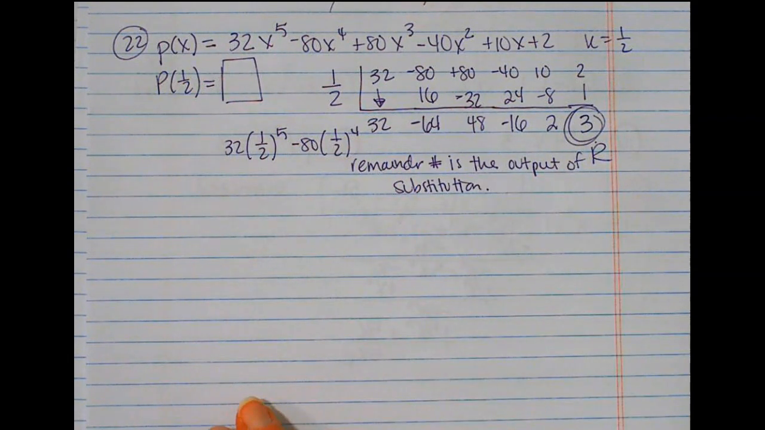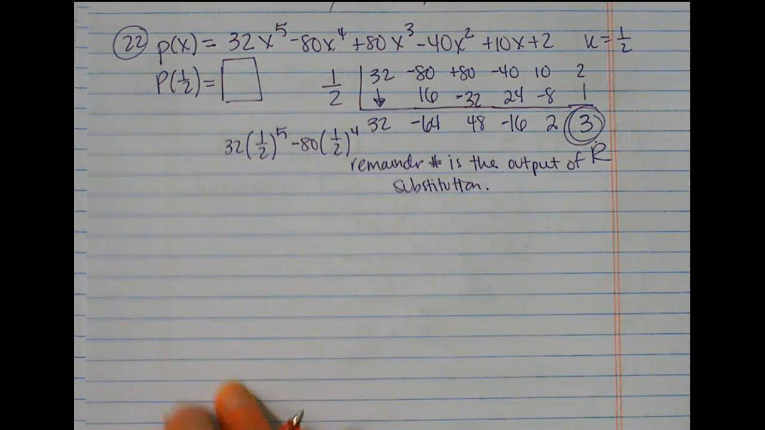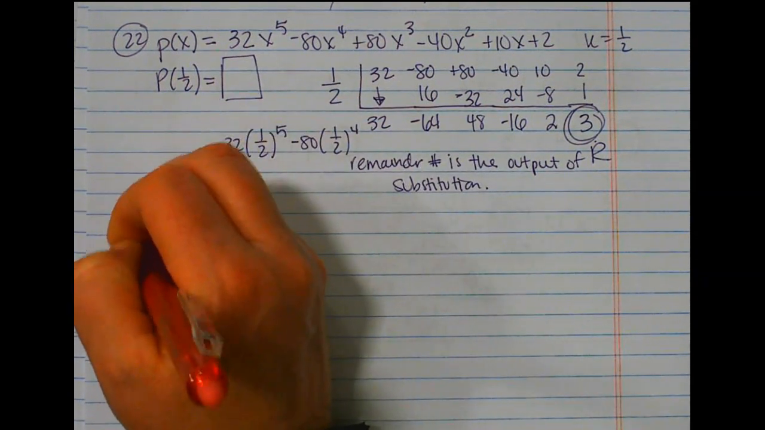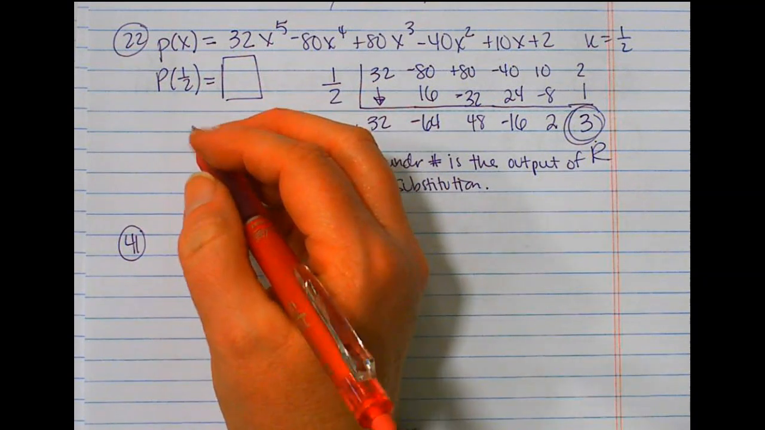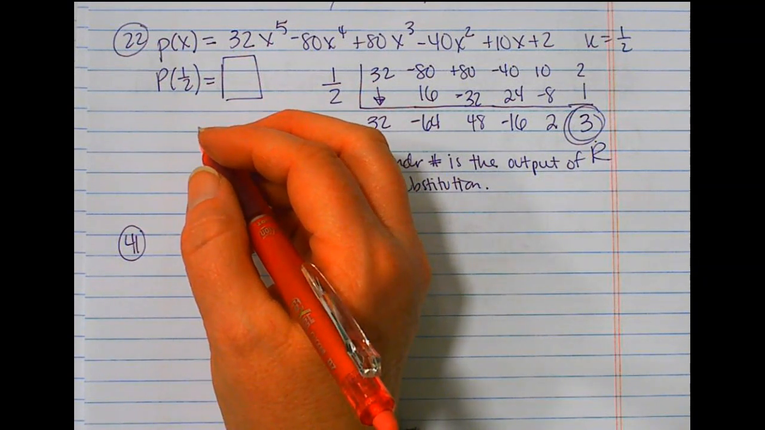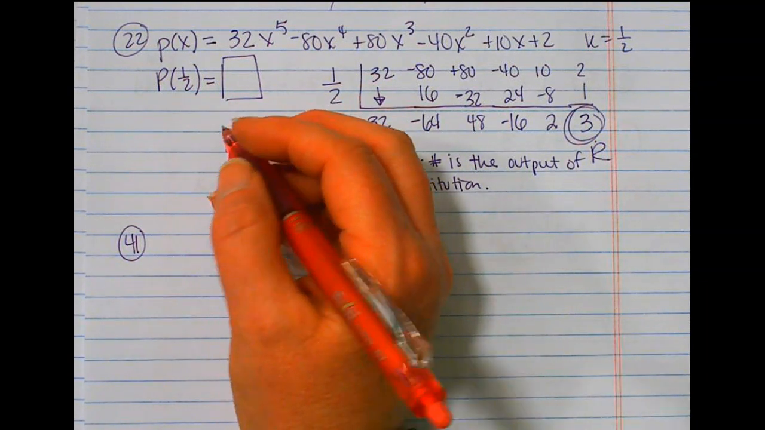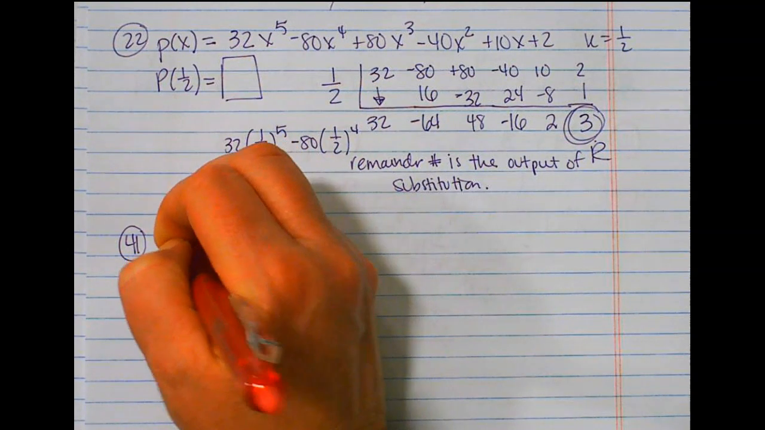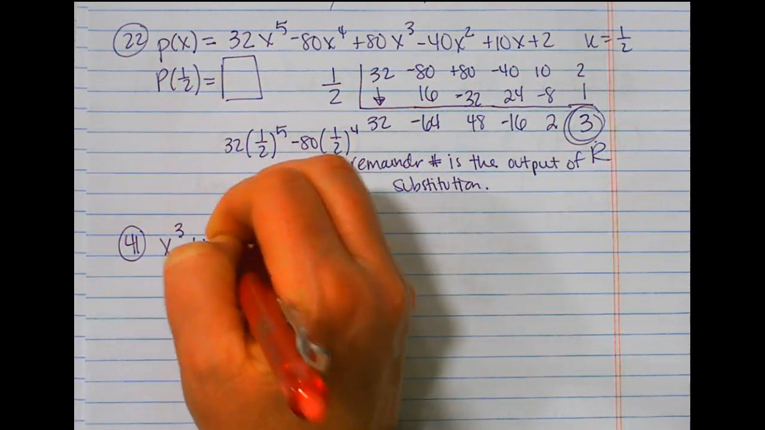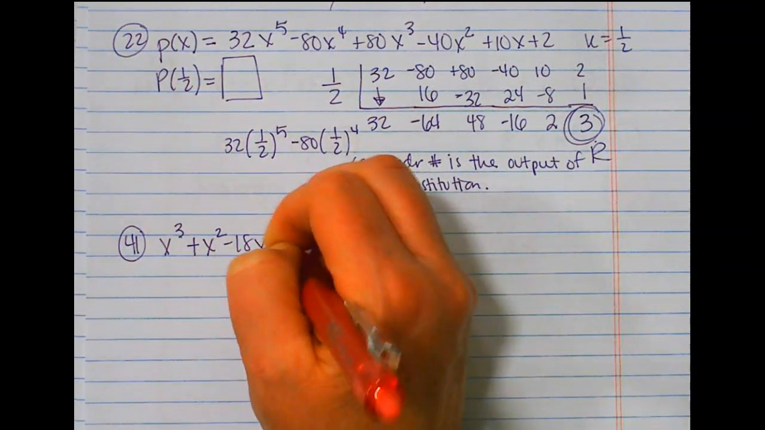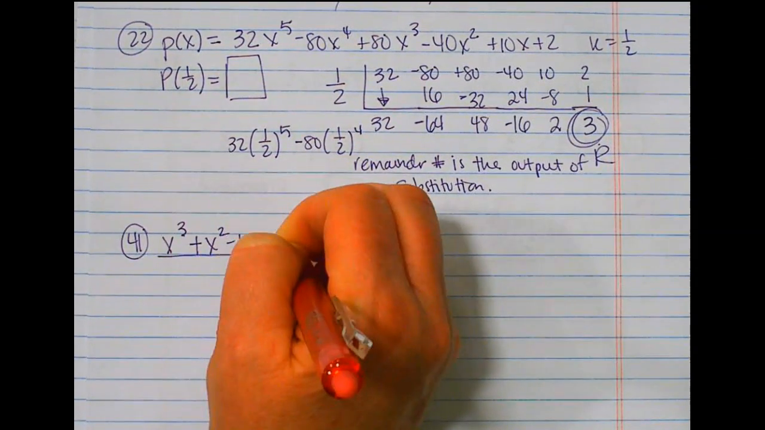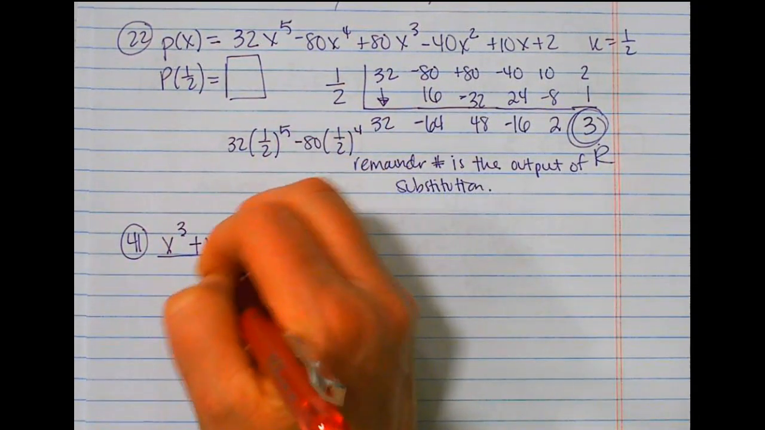And then 41, right? Is that what else we're doing? 41. So 41 was all about synthetic division. And so, actually it does say use synthetic division. Okay, I lied. So I'm going to do x cubed plus x squared minus 18x plus 9 divided by x plus 5.